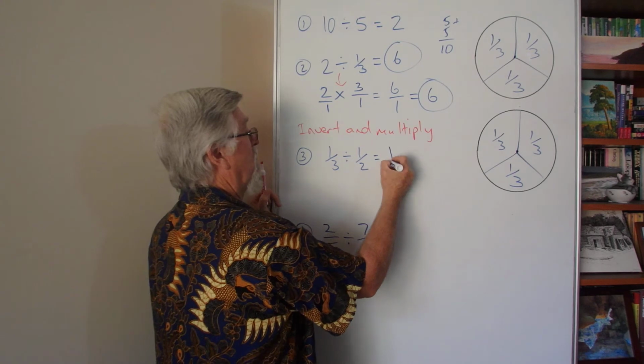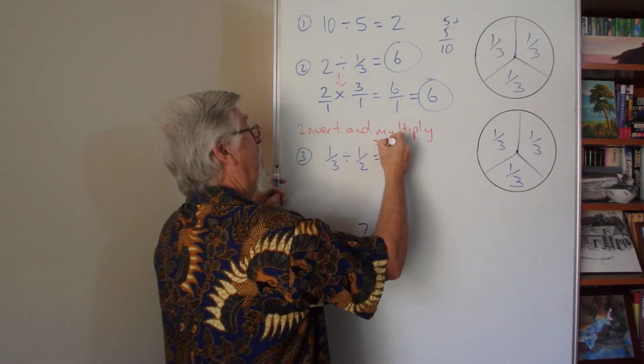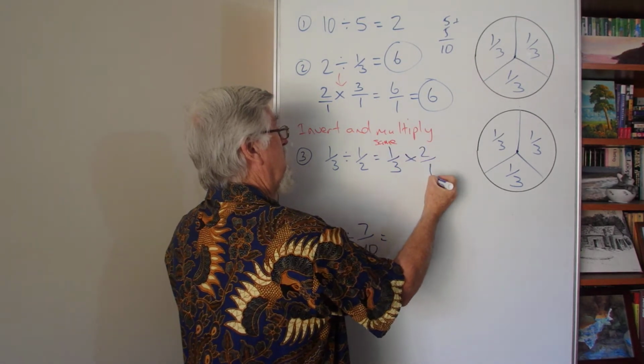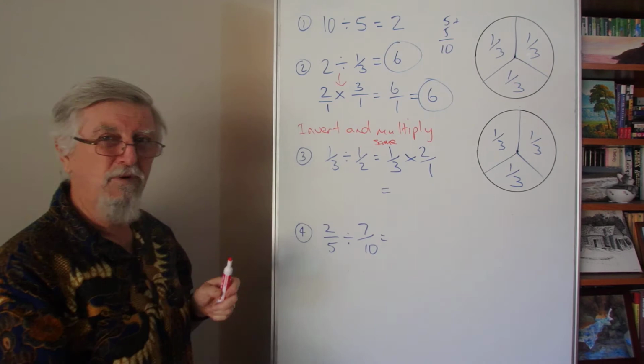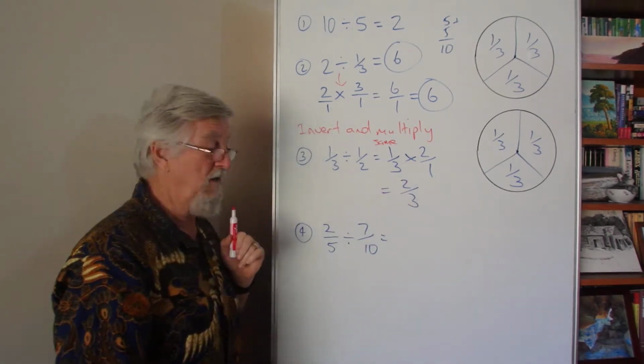So let's invert and multiply. The 1/3 stays the same. So that one stays the same. Write it times and turn the second one upside down. Back to fraction multiplication. Multiply the tops and multiply the bottoms, and you've got 2 over 3.